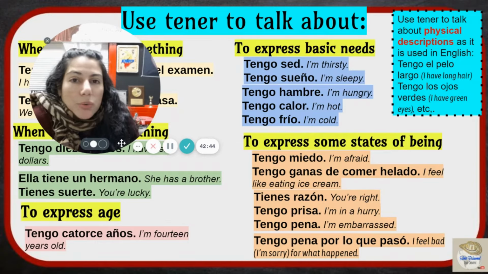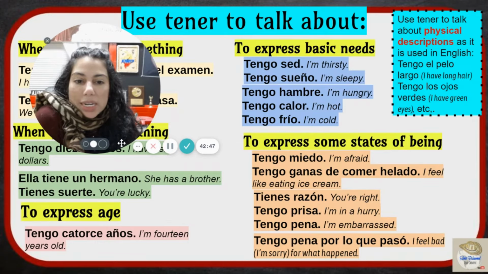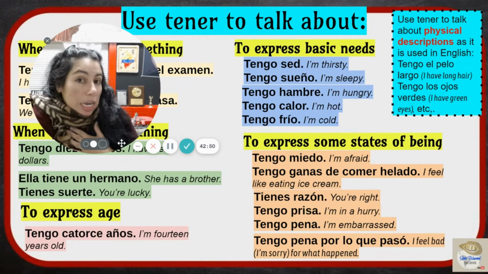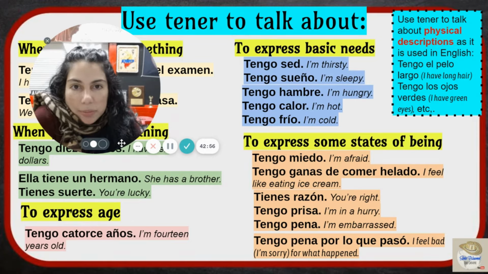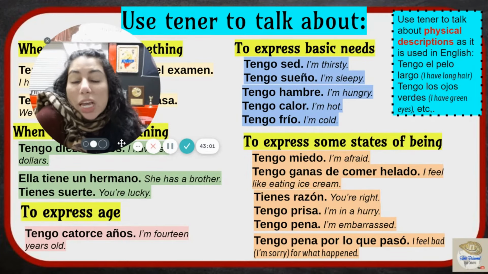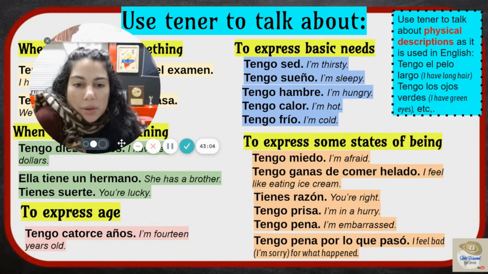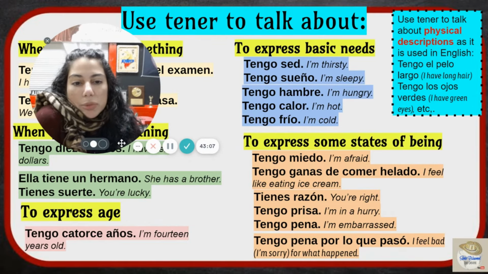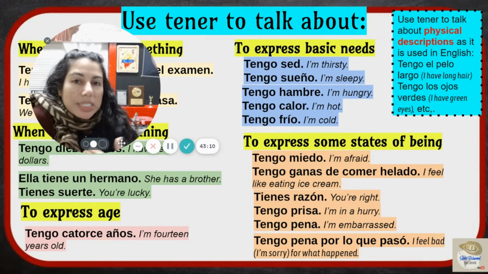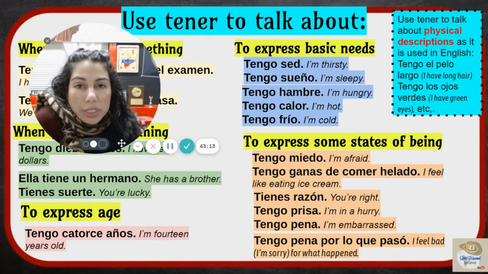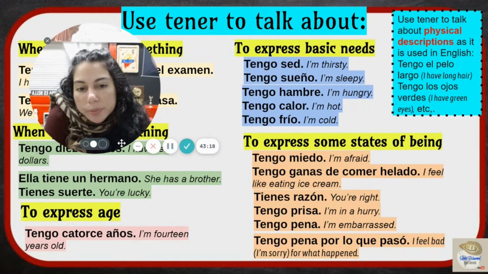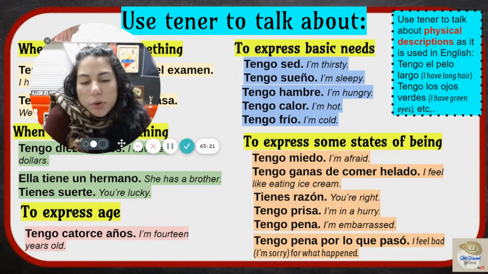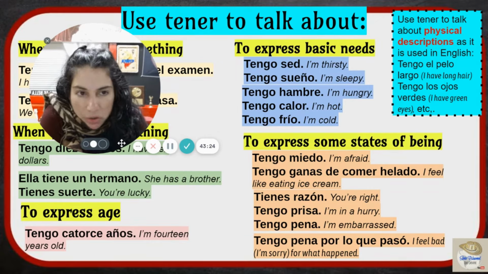Tienes razón. When you want to say you're right, you would use tener. Tienes razón. You're right. Or I'm right. Tengo razón. I am in a hurry. Tengo prisa. I'm in a hurry. If you're in a hurry, I would say tienes prisa. Tengo pena. I'm embarrassed. O tienes pena. You're embarrassed. So tengo is I have. Tienes, you have. Pena, which is like embarrassment when you're embarrassed. Tengo pena por lo que pasó. I feel bad. I'm sorry for what happened.